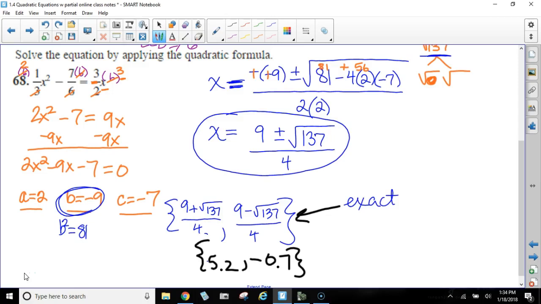Okay, I think I got that cleaned up just a little bit. There we go, that's a little bit better. And so now let's move on to the next example.